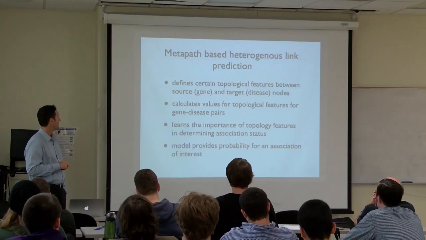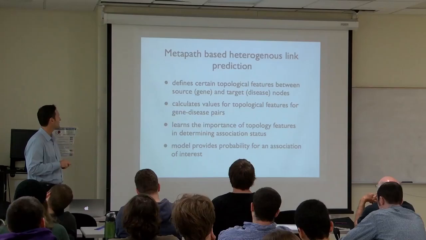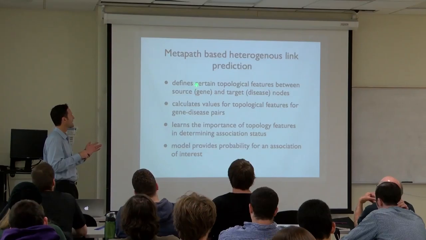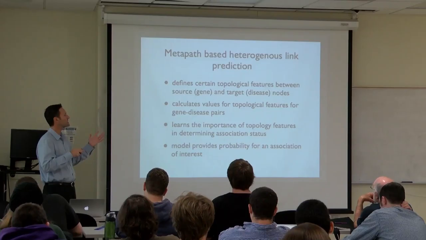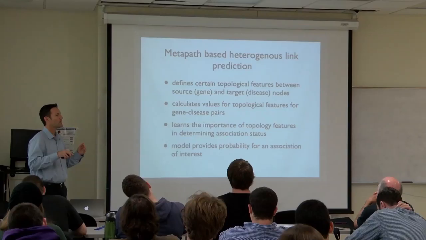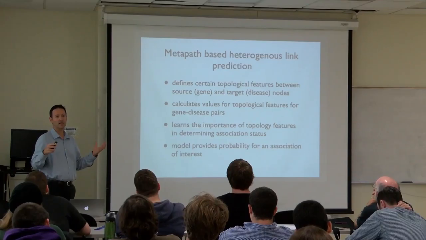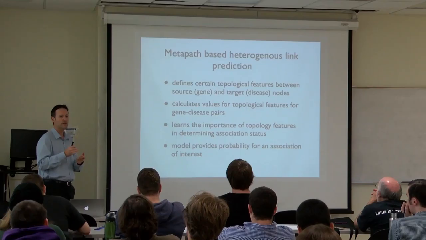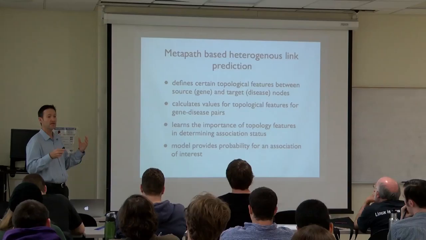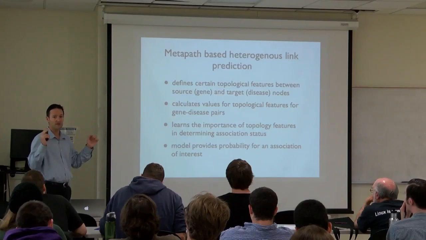So the first thing that we do is define the topological feature between a source gene and a target. A source or target could be anything that you have in your network. In this case, we started by saying, we want to see whether we can predict if a gene is associated with a disease, given that we have information about tissues, drugs, genetics, biochemistry. So can that ensemble of data help us predict, in the absence of any study, the probability that a given source gene is involved in that target disease?